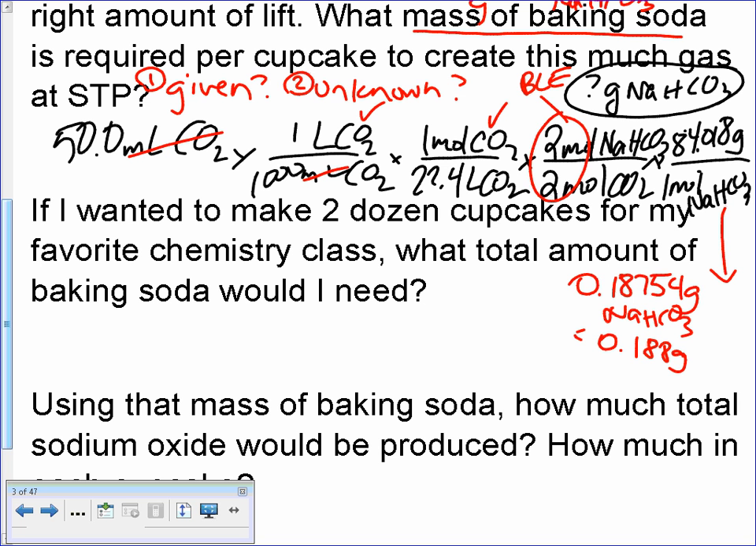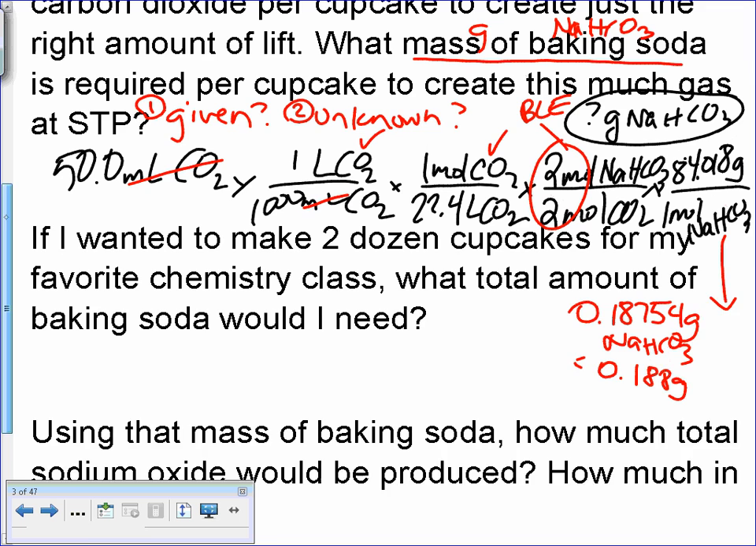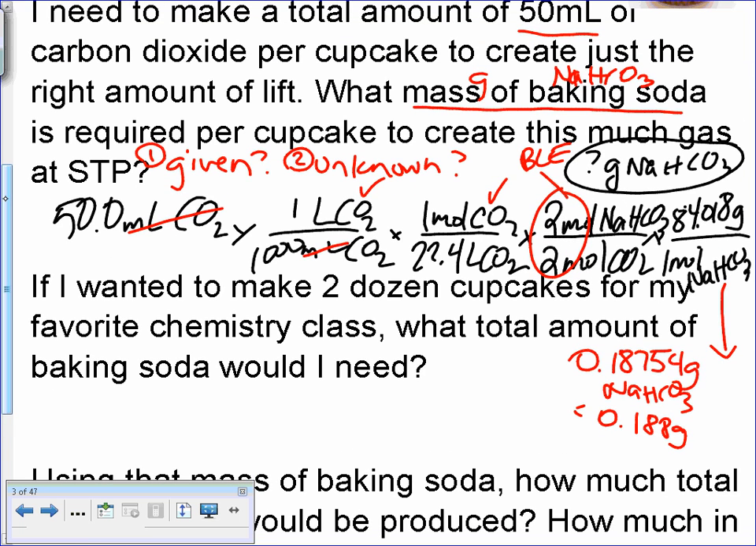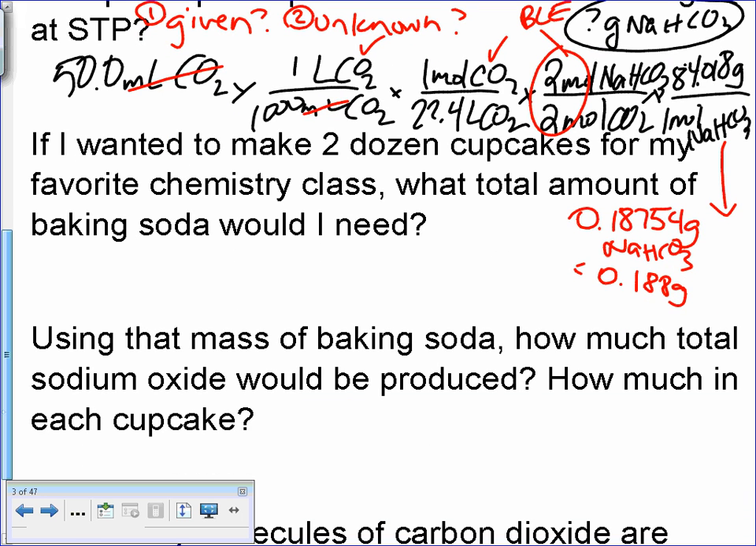0.188 grams. Okay, and I'm going to reread the question to you because it actually said this is the amount of CO2 per cupcake. So 0.188 grams of sodium bicarbonate is present per 1 cupcake. And you don't have to write it like that, but I want you to know that that's how much is present per cupcake to make that perfect amount of liquid.